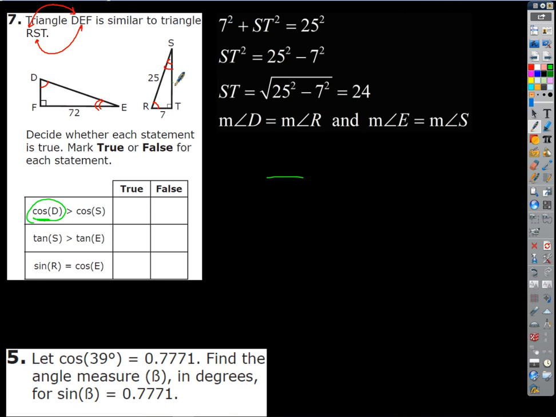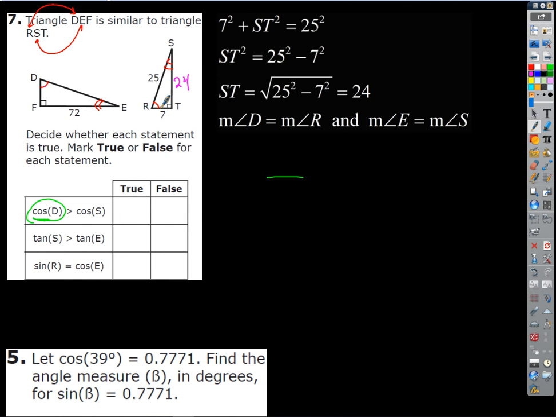Right? If I want to figure out the length of that missing side, then I could just subtract 7 squared away from that side. I could square root both sides. And if I do all the math, I get 24 for an answer. Right? So we could fill out this triangle. We now know all three sides. Even though angle D is in this triangle, it's the same as angle R, isn't it?